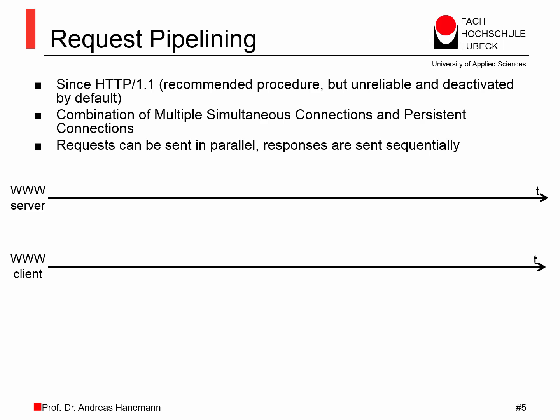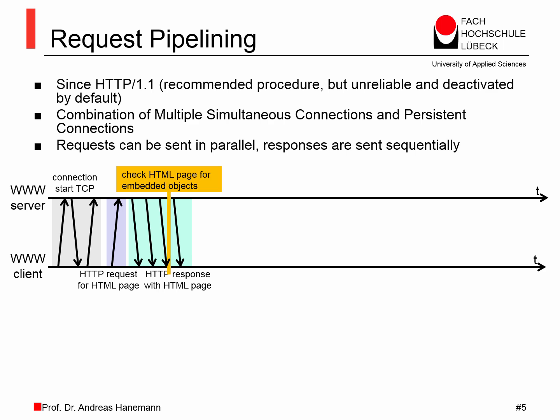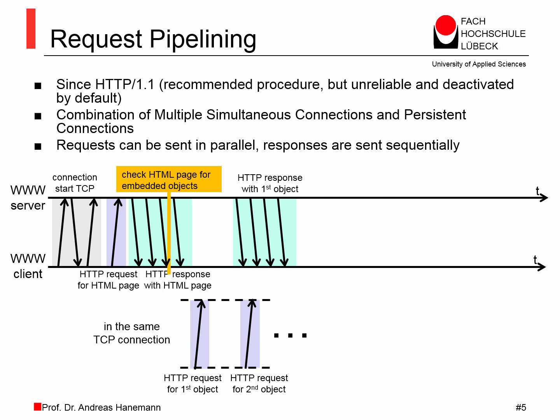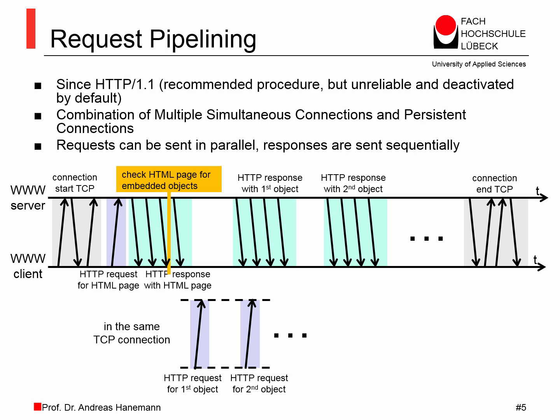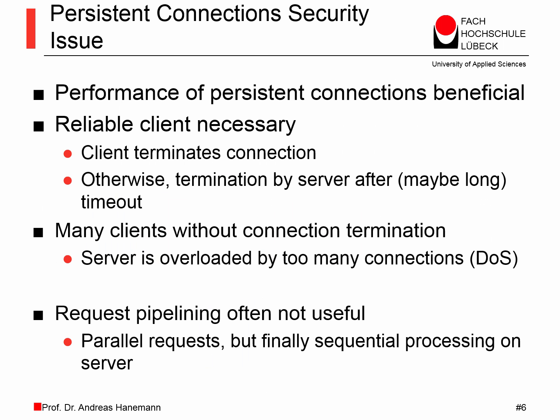A further improvement is called request pipelining. It tries to improve the performance of persistent HTTP by posing requests for objects in parallel within the one TCP connection. We have seen that each new method has improved the performance.